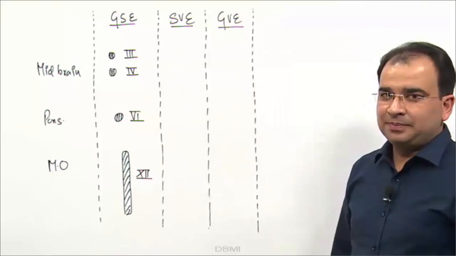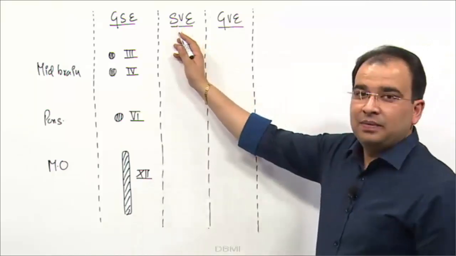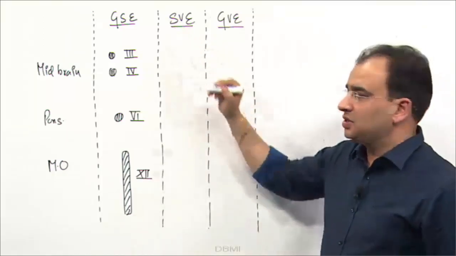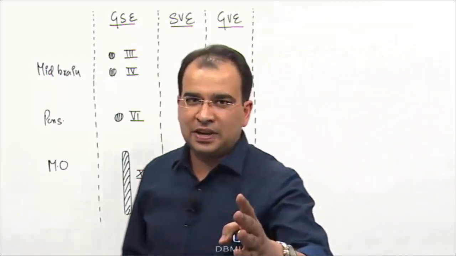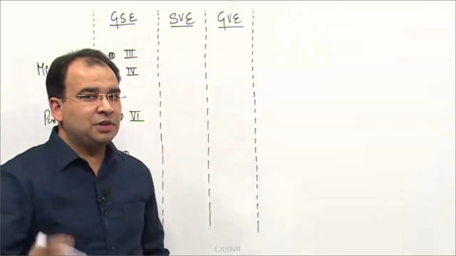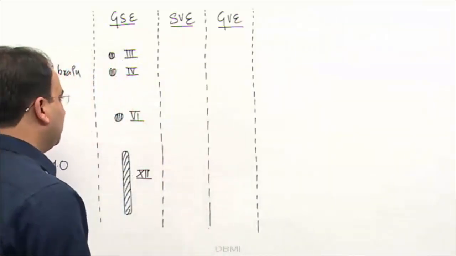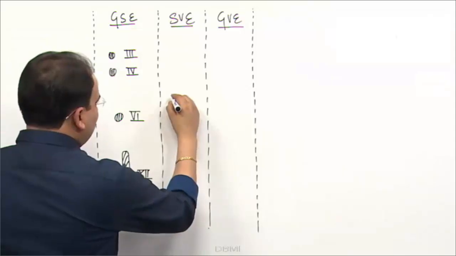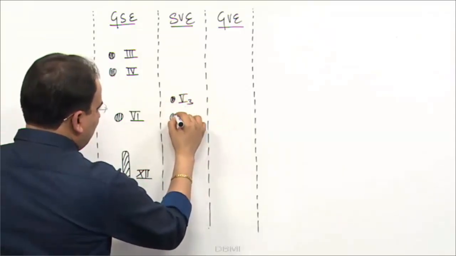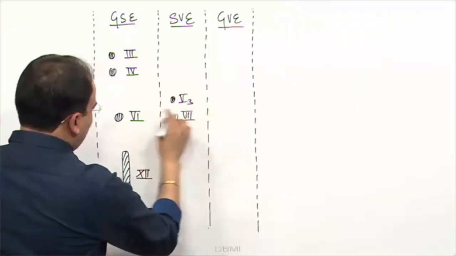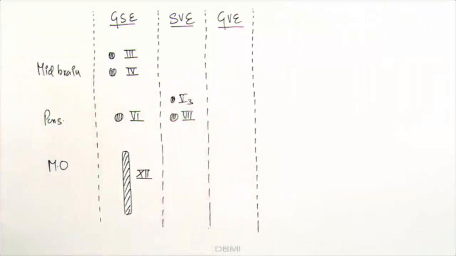Special visceral efferent. Special visceral, what was that? We are talking about pharyngeal arches. What was the nerve for the pharyngeal arches, guys? What is the nerve for the first pharyngeal arch? It was the mandibular nerve, and for the second pharyngeal arch it was the facial nerve. So we have the motor nucleus of the mandibular nerve and the motor nucleus of the facial nerve, both present in the pons.